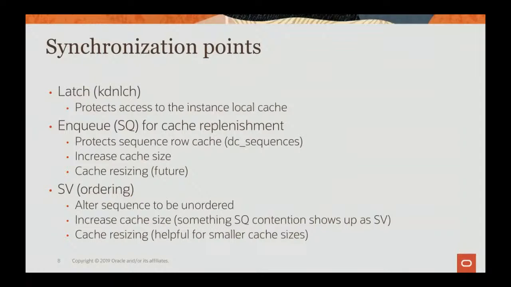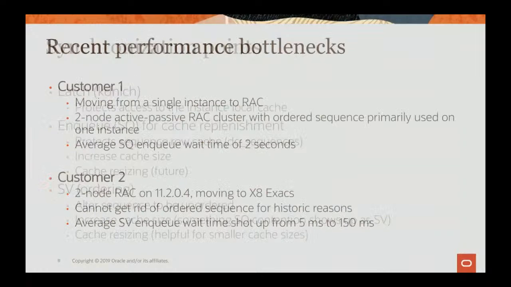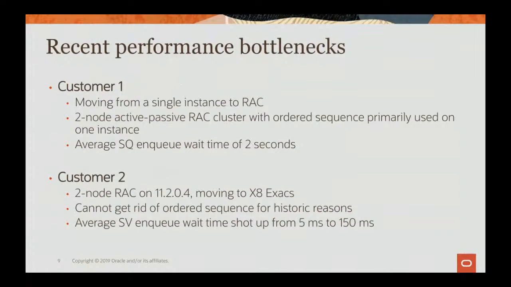Like I also already said, we don't suggest using ordered sequences on RAC. Our first suggestion is always to alter the sequence so it's not ordered. We've also suggested increasing the cache size because sometimes, despite seeing SV contention, the underlying cause could be SQ. Because you always have to get the SV for an ordered sequence before you go to disk to replenish the cache, even if you have an SQ problem, it can sometimes show up as SV. Okay, so in the next few slides, we will be introducing a cache resizing feature that automatically adjusts this cache size.